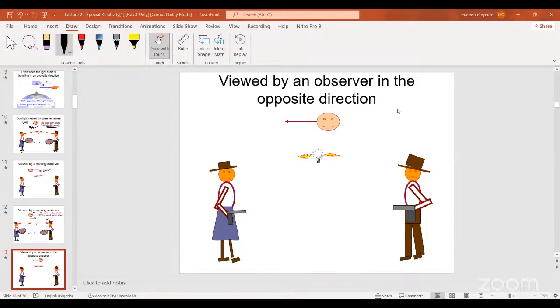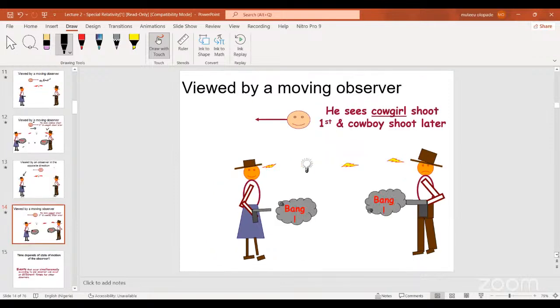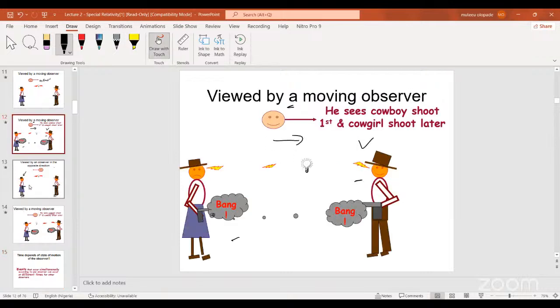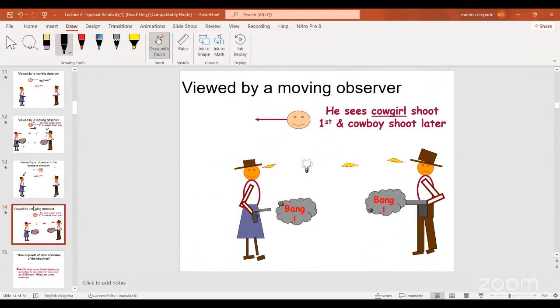Another one, what happens in this situation? Just like it happened the other time, you will see the girl shooting first before the cowboy, because he's approaching the source. But were he to be stationary, you will observe that both of them were shooting at the same time, simultaneously. So he sees the cowgirl shoot first and the cowboy shoot later.